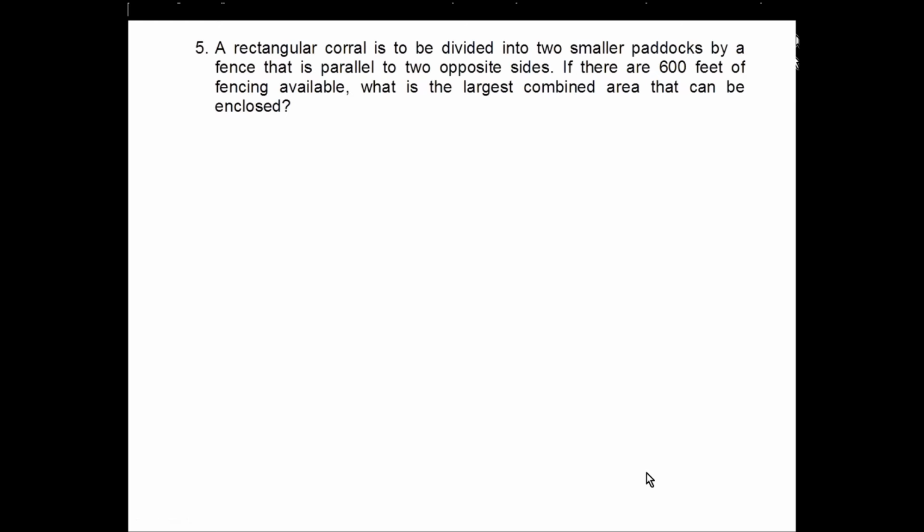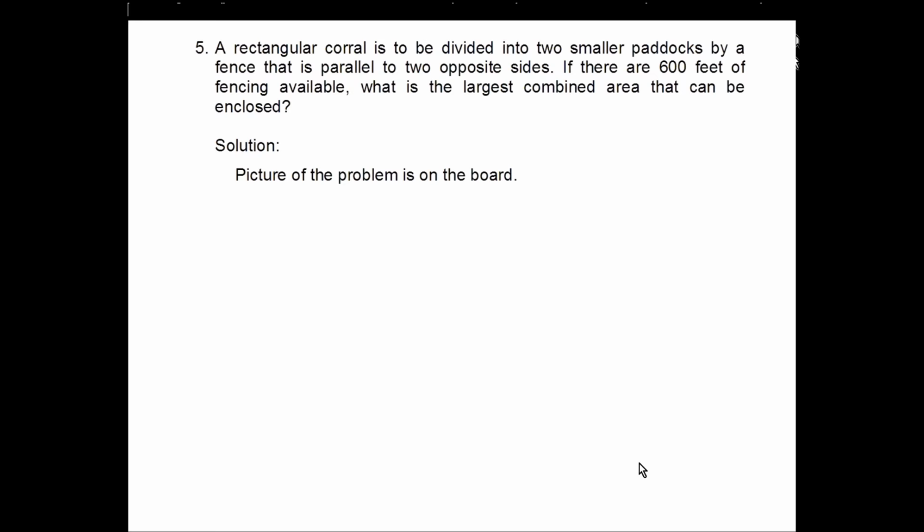Okay, number 5. A rectangular corral is divided into 2 smaller paddocks by a fence that is parallel to 2 opposite sides. If there are 600 feet of fencing available, what is the largest combined area that can be enclosed? So we're trying to maximize the area. We want to know what is the largest area. We're looking for the y value of the vertex. We're looking for the k.